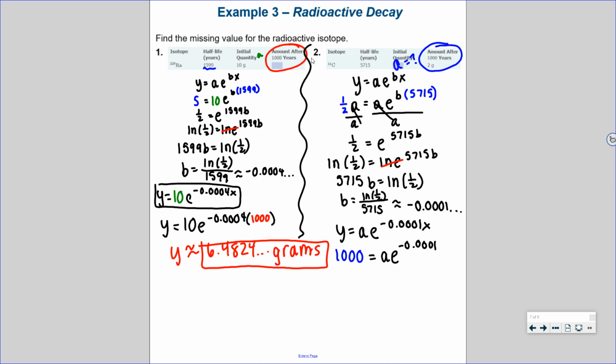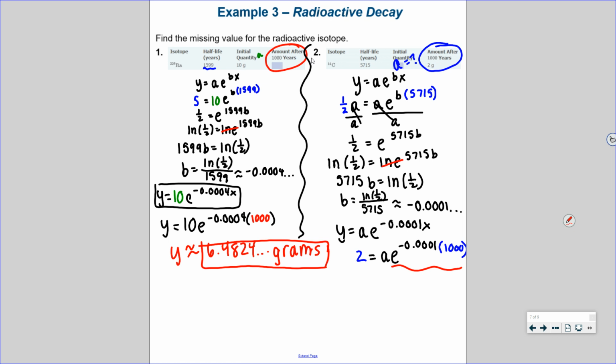Oh, sorry, I put that in the wrong spot. After 1,000 years, years goes with the variable. Sorry for taking notes this time. After 1,000 years, we have 2 grams left. Okay, good catch. I didn't solve that whole thing with the wrong number. Okay, so now this one actually isn't too hard to solve for A. We'll evaluate this number, and then we'll take 2 divided by that.